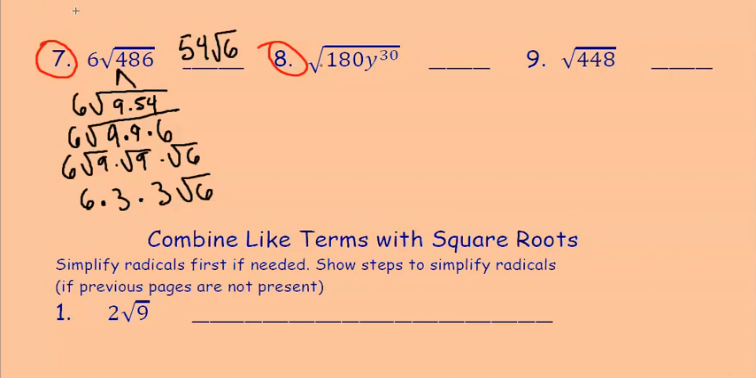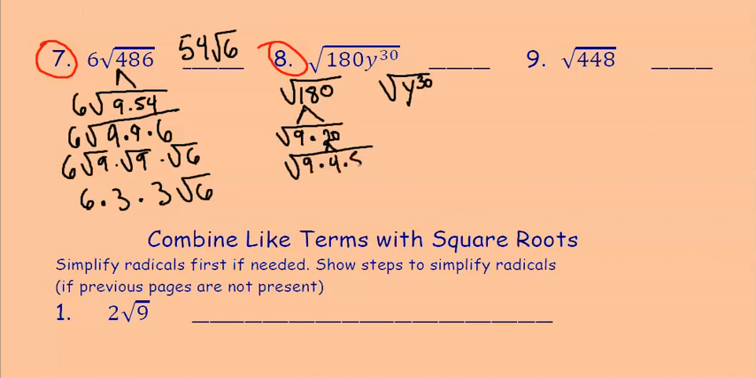On number 8, we have the square root of 180 times y to the 30th power. So first, let's separate the number and the variable, simplify them, and then bring them back together. 180 can be simplified to 9 times 20, and then 20 can be further simplified as 4 times 5. So the square root of 9 times square root 4 times square root 5. 3 times 2 times square root 5. 6 square root 5.